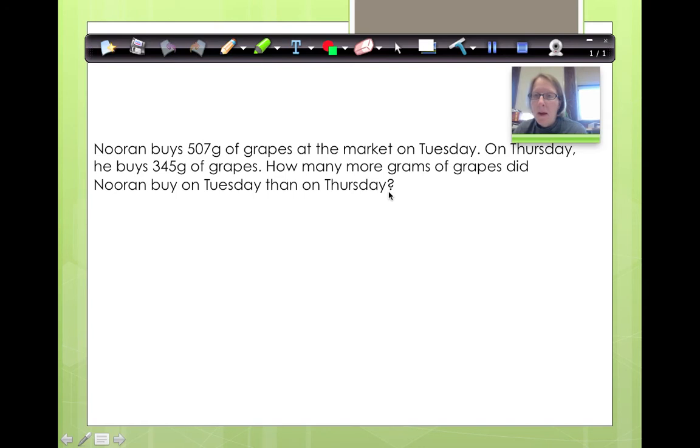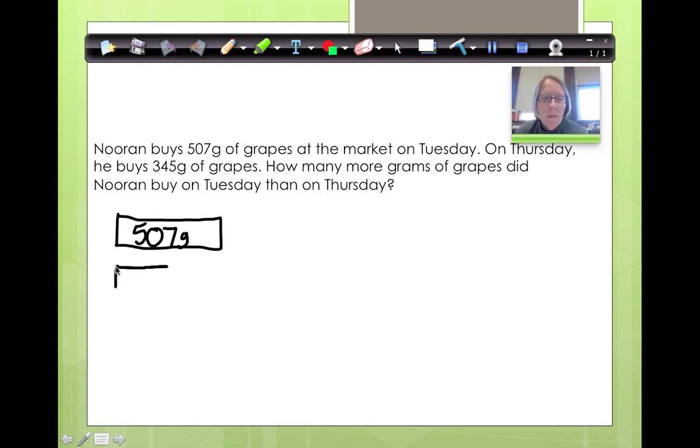All right, now, please make this as I'm making this. Make sure I have black. Now, I'm going to first make a tape diagram. Well, how many grams of grapes does he have? This is how many he buys on Tuesday. Okay? Now, if I were adding and they wanted to know how many total, I would need 2 pieces of tape. One for Tuesday, one for Thursday, but they don't want to know that. They want to know the difference.